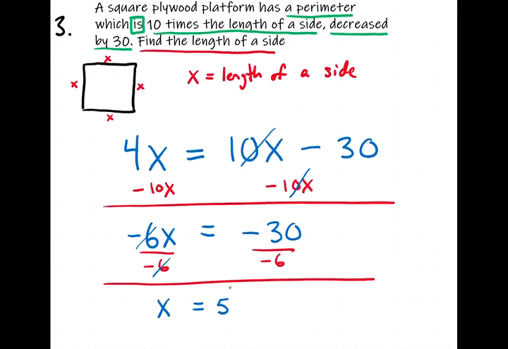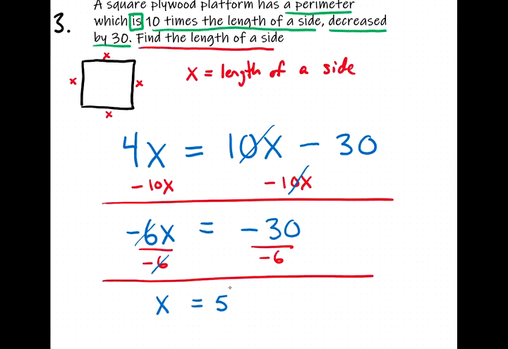And that answers the question. The length of a side is 5 units long. We don't know if it's inches, feet, centimeters, or whatever, but the answer is the length of the side is 5 units. All right. That does it for the first 3 problems.